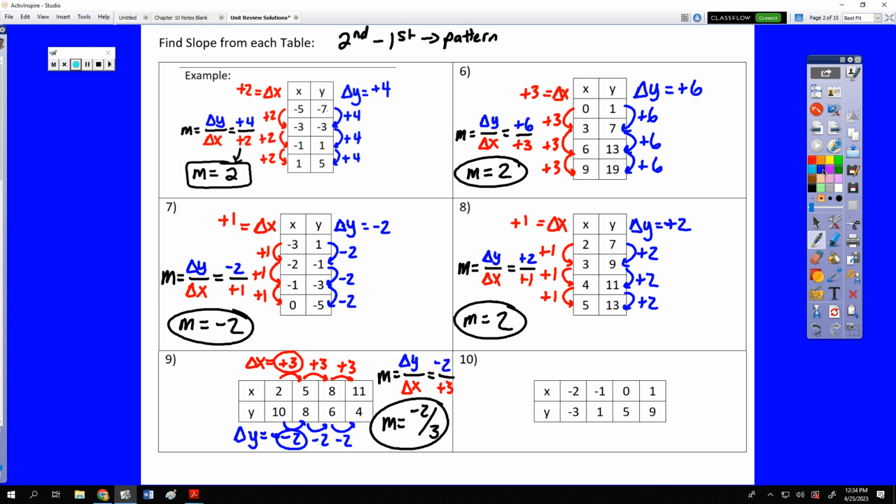Final example in this section, for the y, we are increasing by 4 each time. That means the change in y is positive 4. And for the x, we are going up by 1 each time, meaning the change in x is positive 1. So our slope again is change in y over change in x. So positive 4 divided by positive 1. 4 divided by 1 is 4.